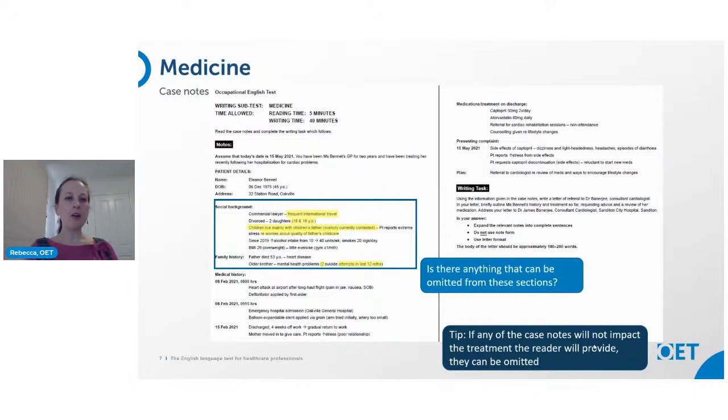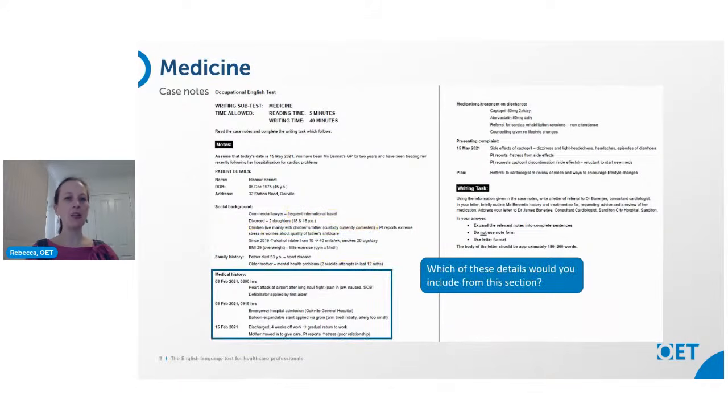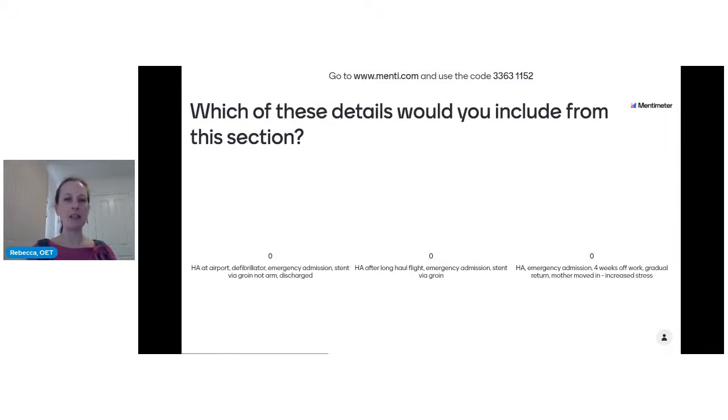All right, so let's have a think about the medical history. So I'm going to ask you another poll question now. Keep you on your toes, make sure you're actively involved, and you can see that poll question coming through in the chat now. This one is looking at the medical history. Which of these details would you include in your letter? And you can see I've summarized them into 3 options for you.